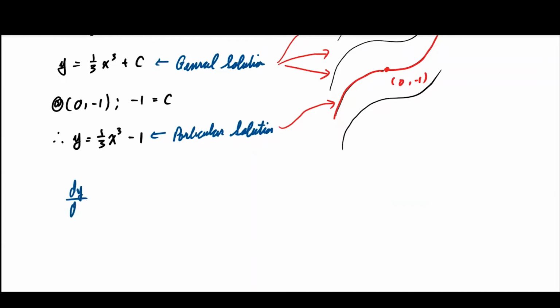dy over dx. Now, I don't know why I'm so anal. dy over dx is equal to y. What? And then let's use the same initial condition.